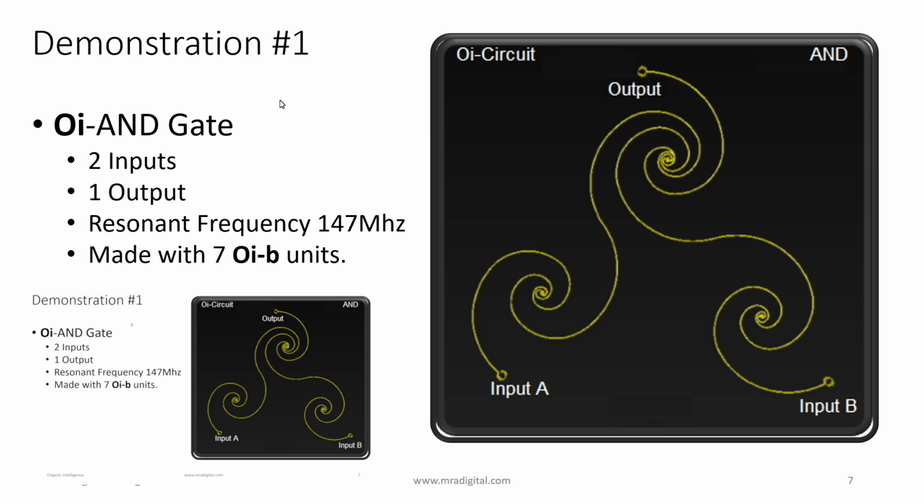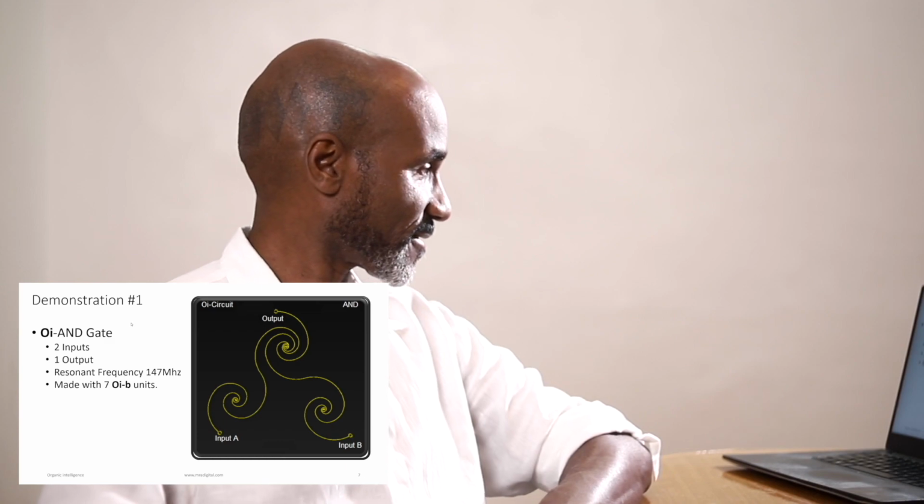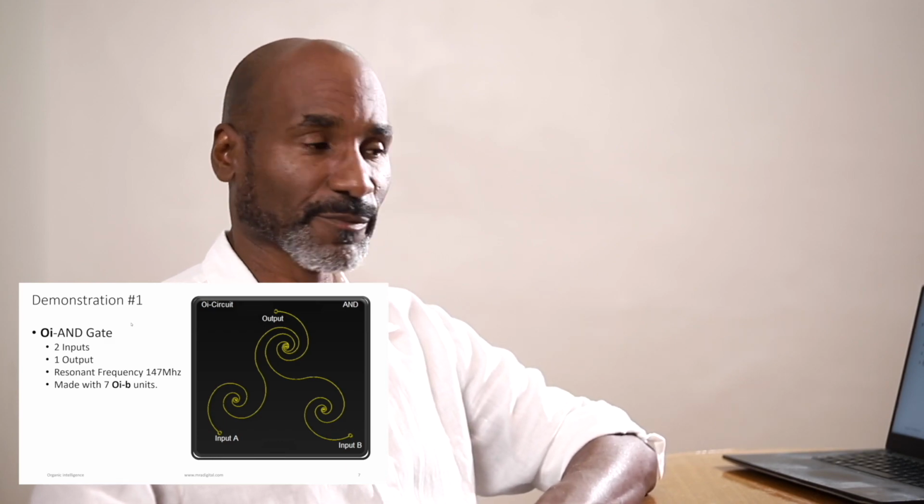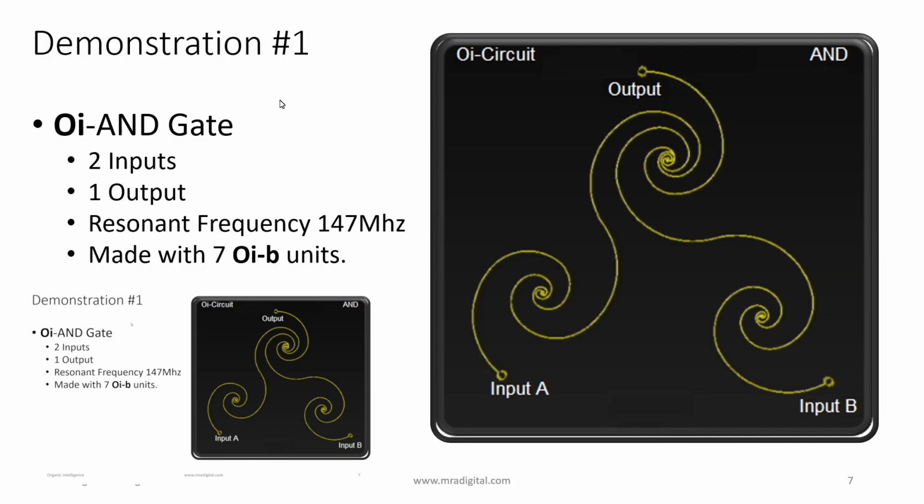So now we're going to demonstrate the organic intelligence AND gate. Now the AND gate has two inputs and one output. It has a resonance frequency of 147 megahertz, and it's made with 7 organic intelligence base units.